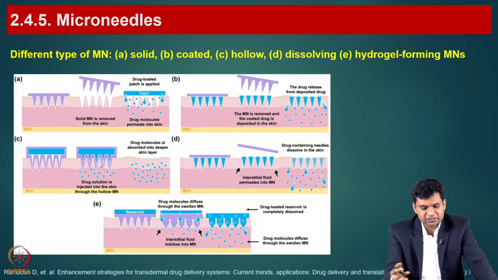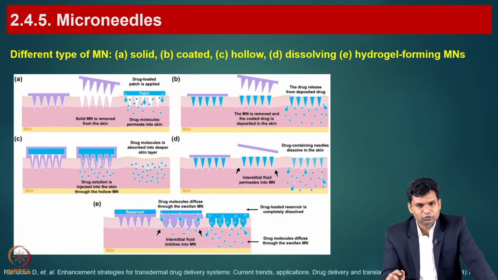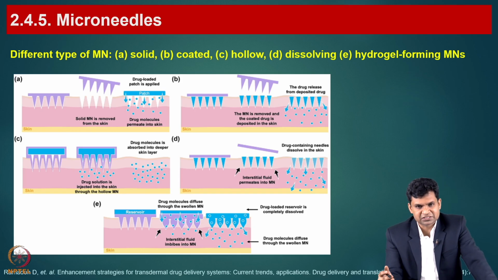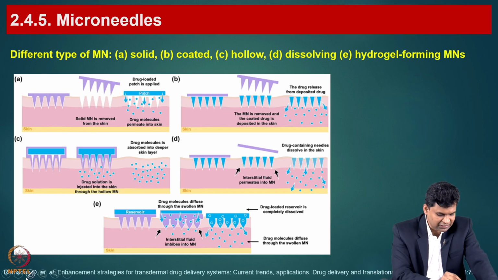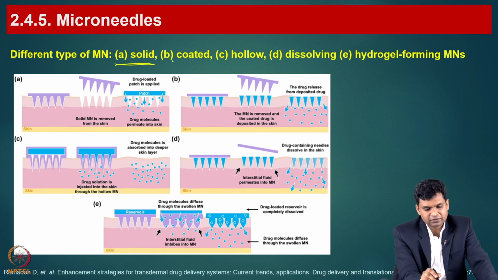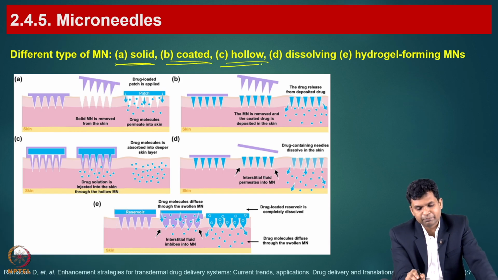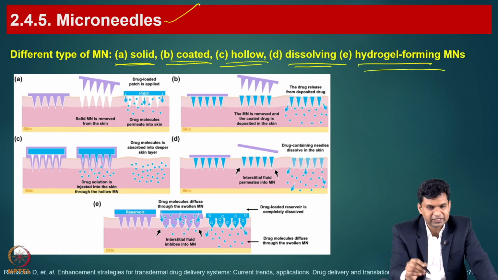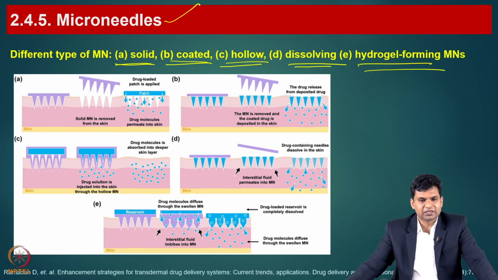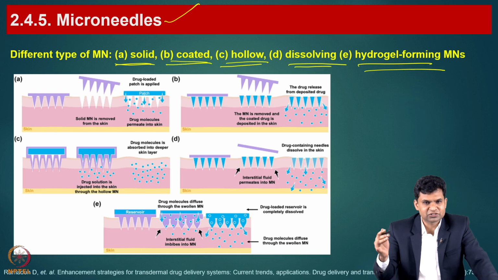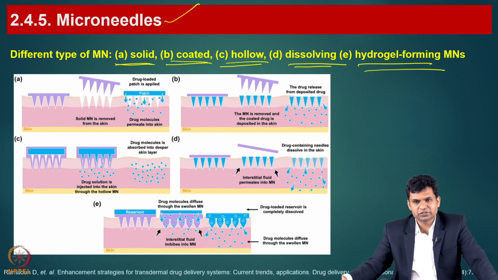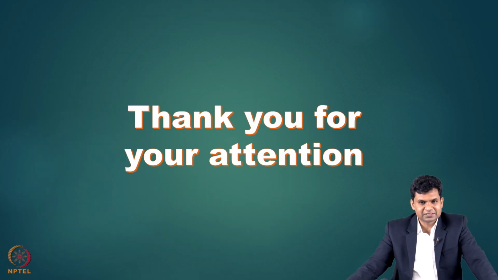So, these are the 5 types of microneedles which will help to overcome the conventional transdermal patches. This we have already discussed, again the usage and the function and the mechanism of the 5 types of microneedles in our ocular drug delivery systems. So, here we have solid, coated, hollow, dissolving and hydrogel forming microneedles.